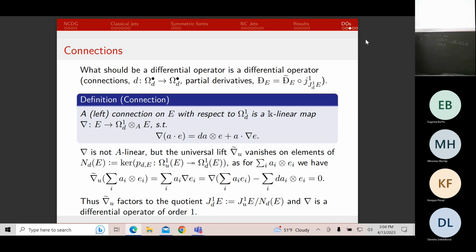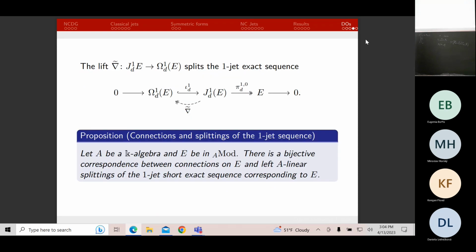So in a sense, the algebraic notion of derivation is not enough. So Leibniz is too much. Okay. Again, back to connections. It turns out that we can generalize, without any assumption, the classical result that connections correspond to splits of the one jet exact sequence. This still holds in the generic non-commutative case.